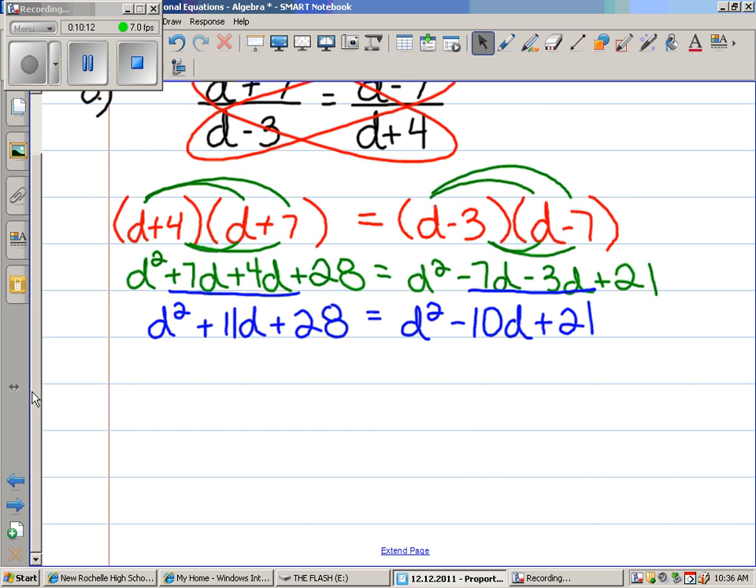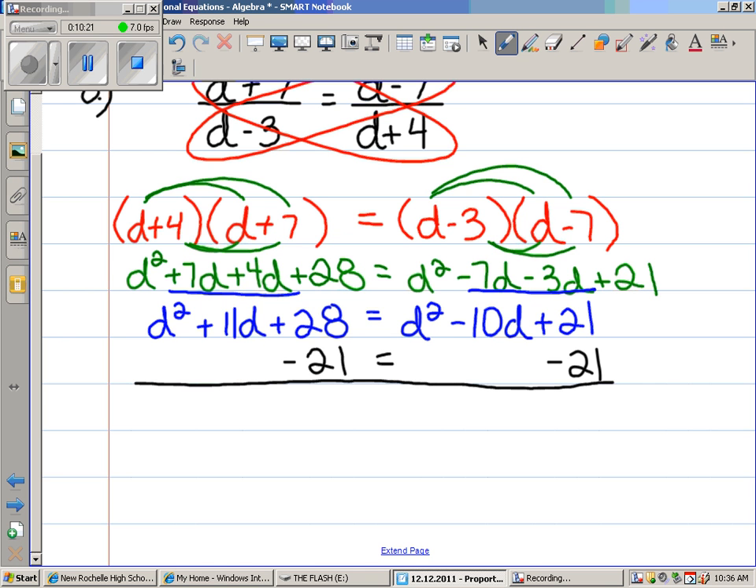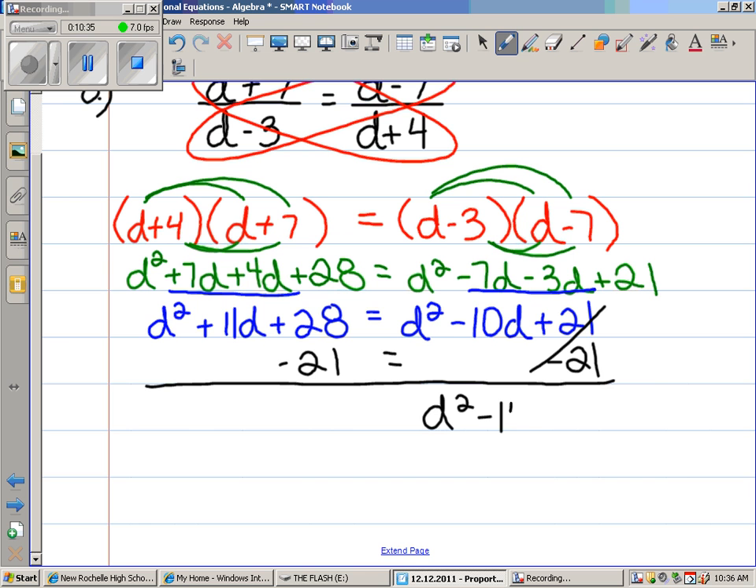Sure, yeah, absolutely. Let's start there. Let's go minus 21 from each side. That sounds like a great suggestion. People could have done different stuff at this point. Minus 21. These cancel. I'm left with d squared minus 10d equals 28 minus 21, which is just 7, plus 11d plus d squared.